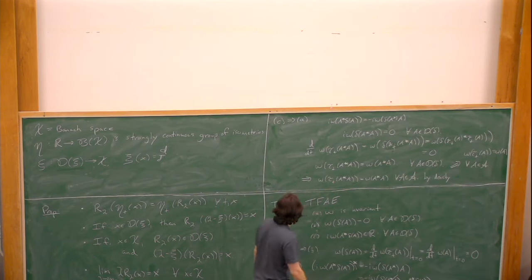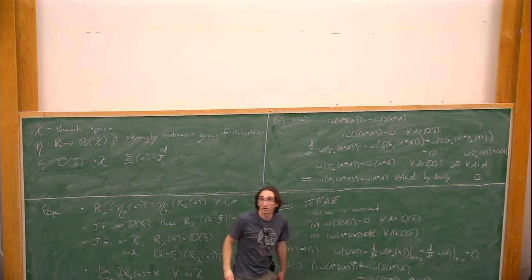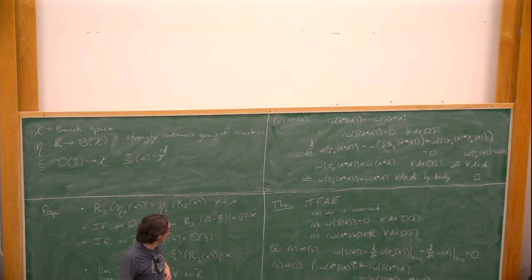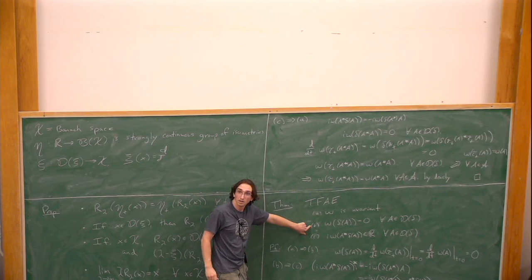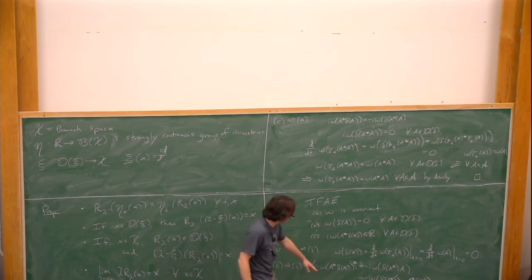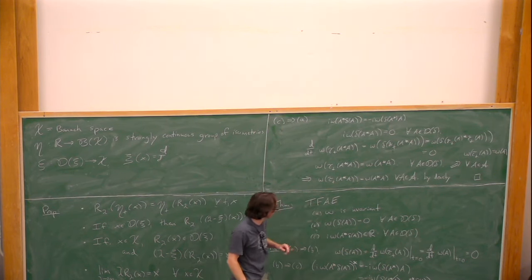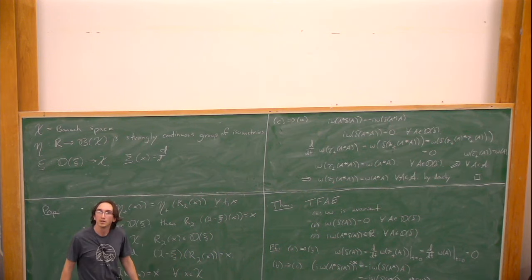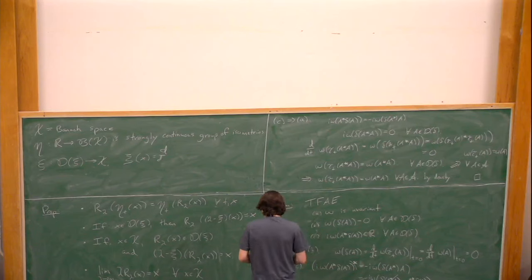OK. So good. That was this assumption. So I assumed B, and I used it there. Right, but the domain of delta is a star algebra.